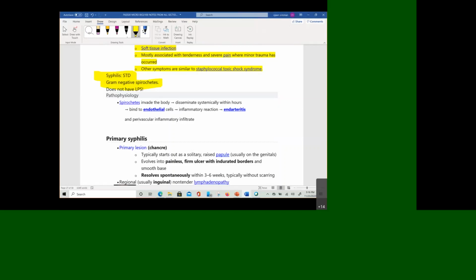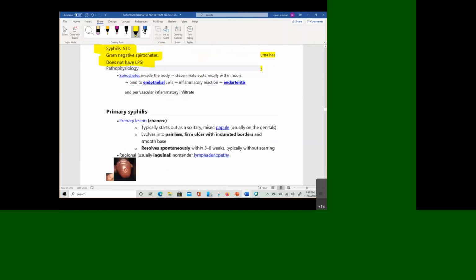This gram-negative spirochete bacteria actually does not have the lipopolysaccharide in its cell wall, which is unique because most gram-negative bacteria actually have the lipopolysaccharide in their cell walls.